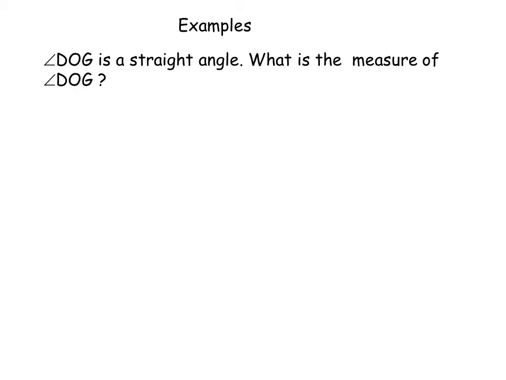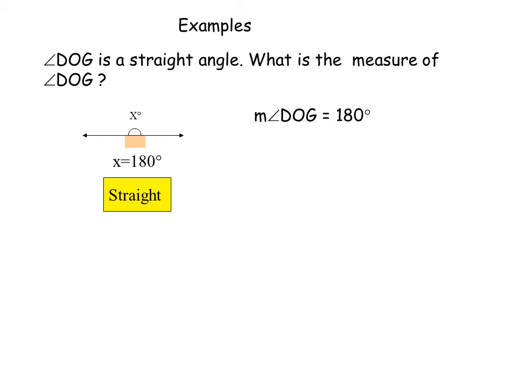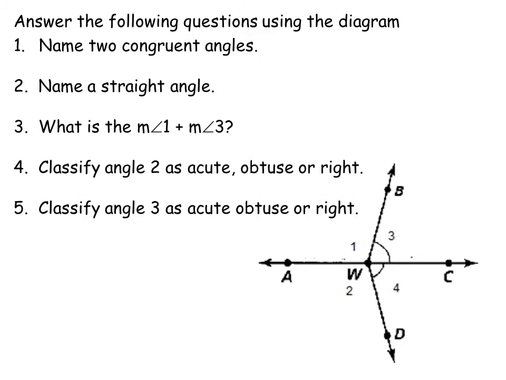Angle DOG is a straight angle. What is the measure of DOG? Well, this is really just a question asking if you know what the vocabulary means. If you remember, a straight angle is one that forms a straight line, and so it's going to be 180 degrees. So if DOG is a straight angle, I know that it has to measure 180 degrees. All right, why don't you put the video on pause and see if you can answer these 5 questions and then start it up again to see if you were correct.